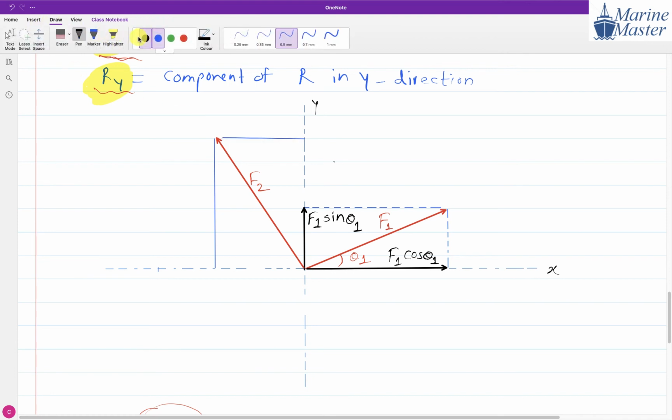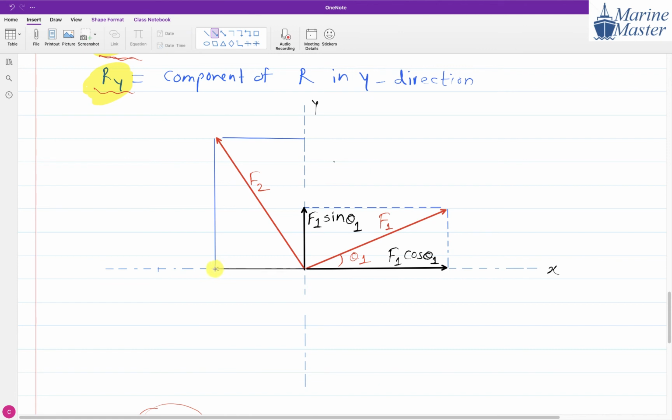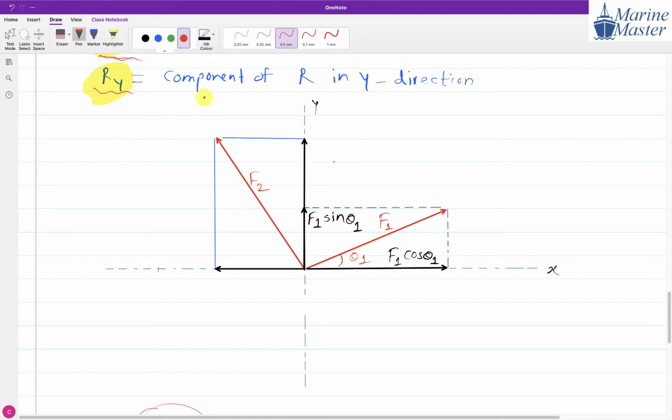Now here, how will the components be? One component is like this, and another component will be in the Y direction. Just assume that this angle is theta 2. So this component will become F2 cos theta 2.